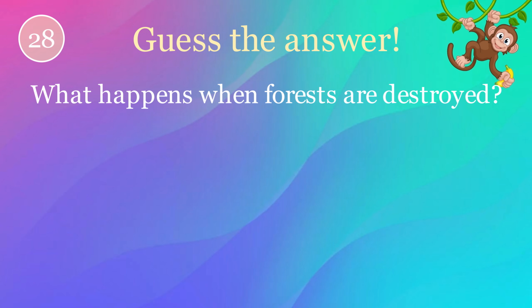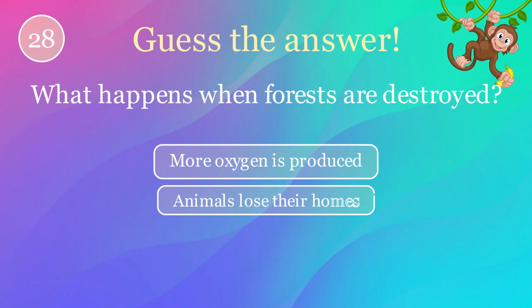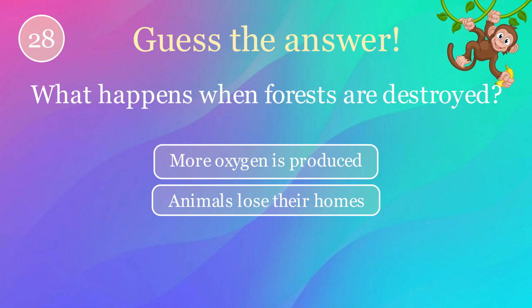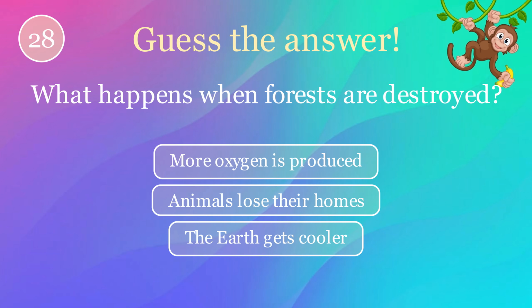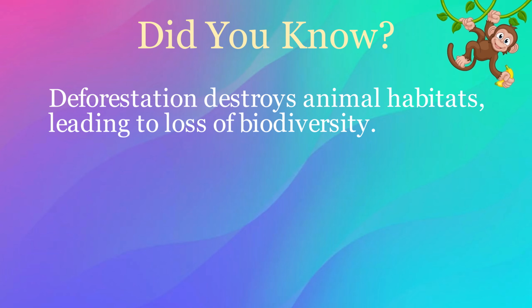What happens when forests are destroyed? More oxygen is produced. Animals lose their homes. The earth gets cooler. The correct answer is, animals lose their homes. Here's an interesting fact: deforestation destroys animal habitats, leading to loss of biodiversity.